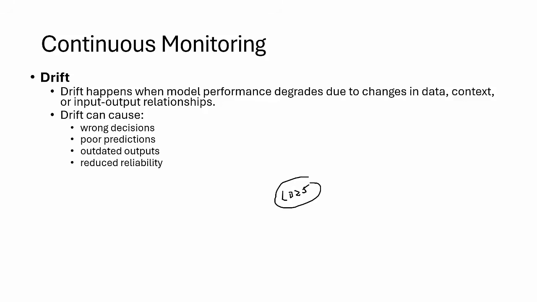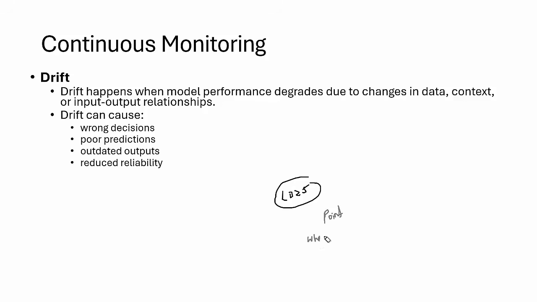Now the question is, why does model drift happen? Customer behavior changes, attack patterns change, language or prompts change. That's something there. If the question says performance degraded over time, model drift. Model was accurate before but now wrong, model drift. Real world data changed after deployment, model drift. So that's something we have to look for. One thing we need to understand is that drift can be caused by multiple reasons. It can cause wrong decisions, poor predictions, outdated output, and all that.